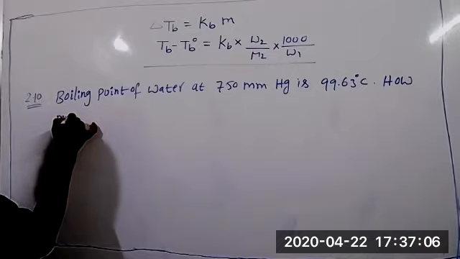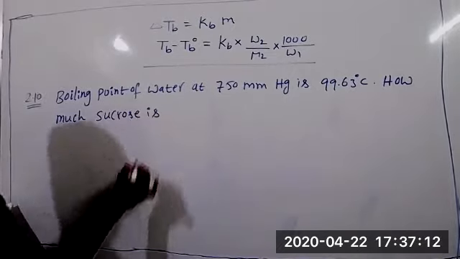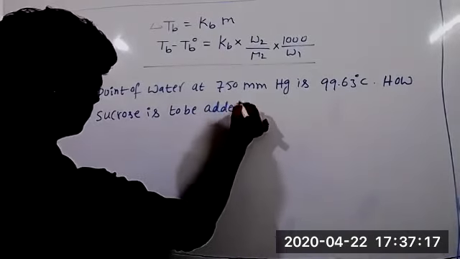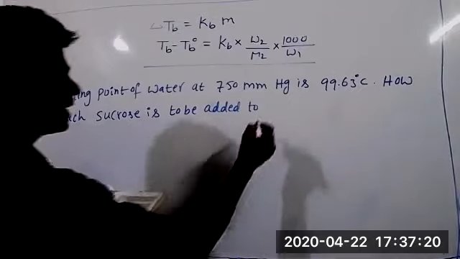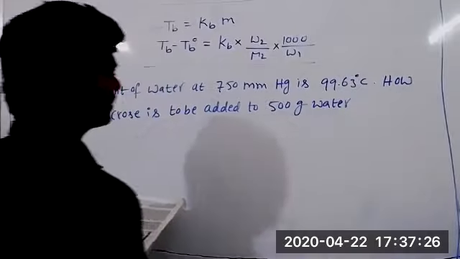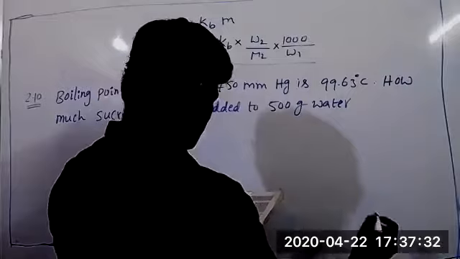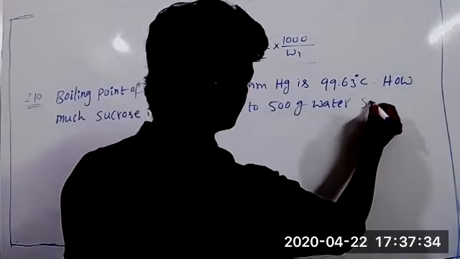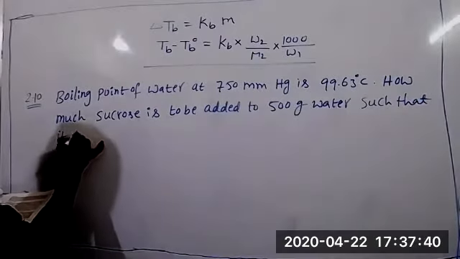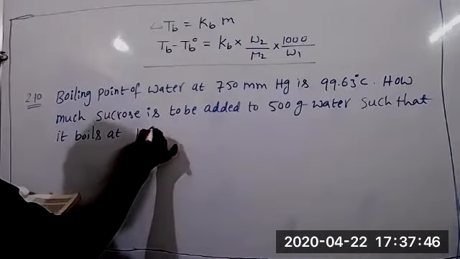How much sucrose is to be added to 500 grams water such that it boils at 100 degrees centigrade?